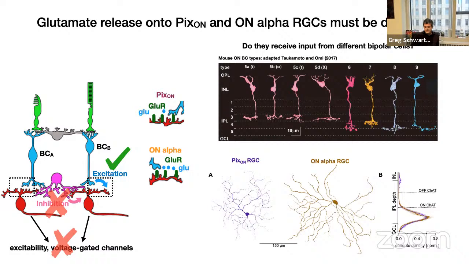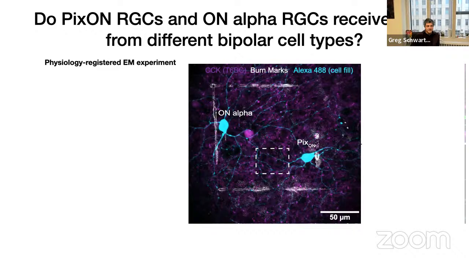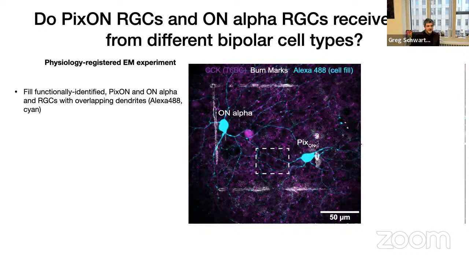So we worked on this problem for a while. We did a bunch of immunohistochemistry, like I have in previous papers, to answer this problem. But I'm going to skip all that and take you to the most definitive way you can answer it, which is with a physiologically registered EM experiment. So let me take you through how this works. This is, you fill functionally identified pixons and on alphas. So this is all credit to David for pulling off this pretty amazing experiment.